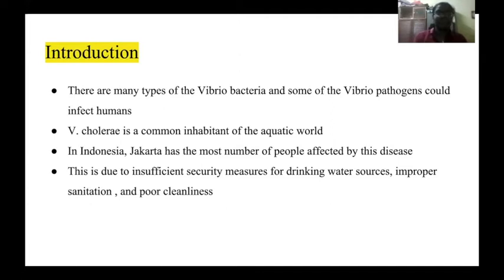There are many types of Vibrio bacteria, and some of the Vibrio pathogens can infect humans, such as Vibrio cholerae, which is the most common inhabitant in the aquatic world. In Indonesia, Jakarta has the most number of people affected by this disease due to insufficient security measures for drinking water resources, improper sanitation, and poor cleanliness.